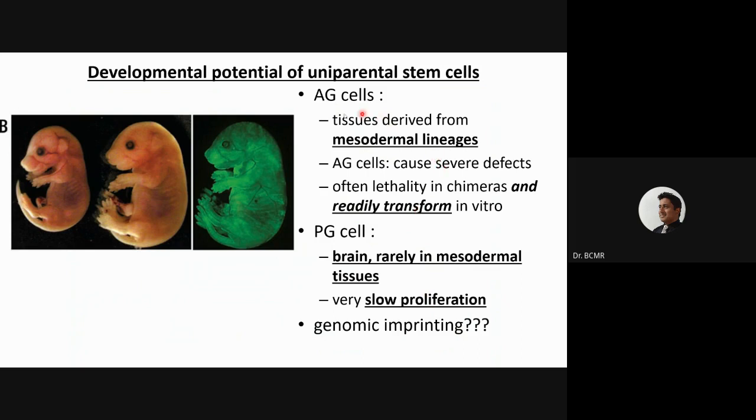Compare this. AG cells give mesodermal lineages, but not other types. PG cells give ectodermal or brain-like, but not mesodermal. And AG cells grow much more aggressively and fast, and they can become cancerous too. Whereas PG cells grow very slowly. The problem is because of genomic imprinting.